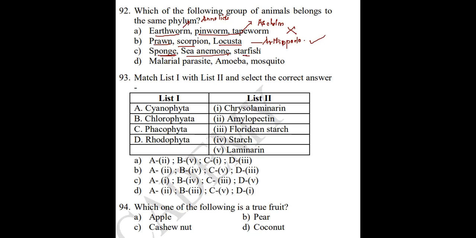Yes. And starfishes belong to Echinodermata. So they are all different phyla. And malarial parasites are different. Amoebas are protozoans, and mosquitoes are the carriers, or we can say they belong to the insect class, arthropods. So all are different phyla, and we cannot choose the answer. So what's the correct answer? Prawns, scorpions, and locusts: all three belong to the phylum Arthropoda.